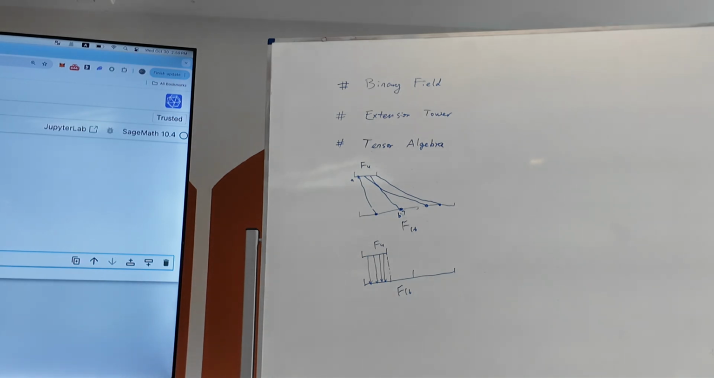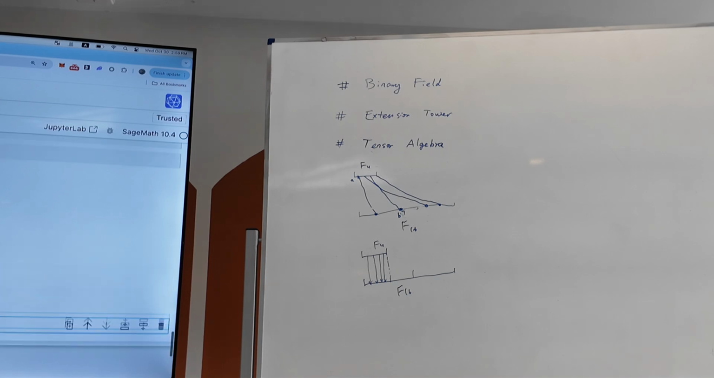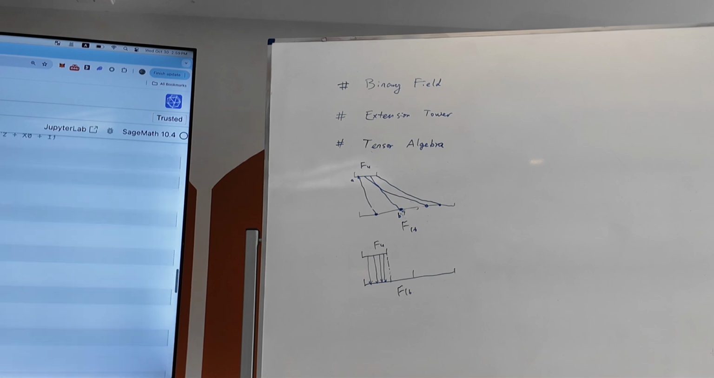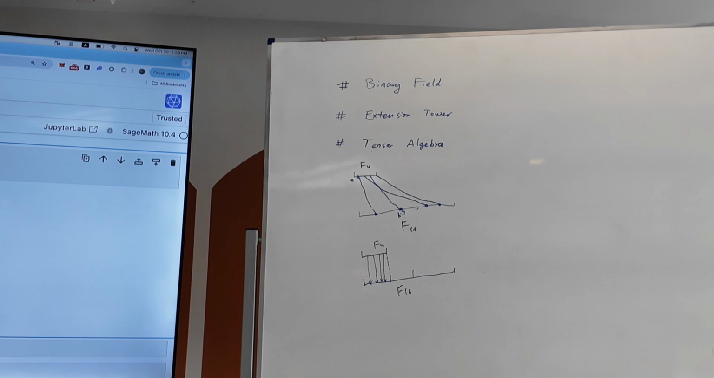Okay, let me show you a more direct approach to embed F4 into F16. So now let's see here. The first F16. Okay, just a question: which 4 elements can be mapped into F4? F4 is a subfield of this field. It's not easy, right?